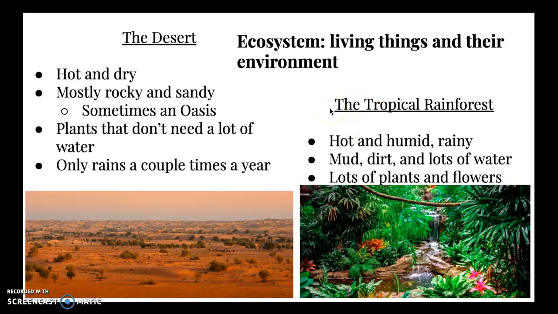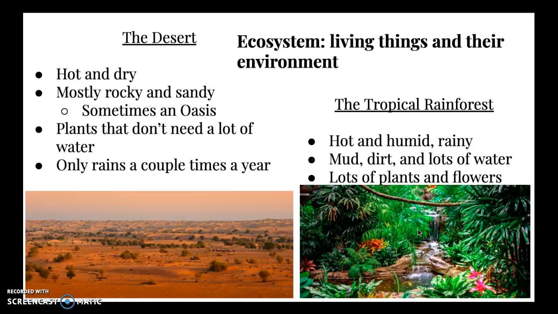Our next ecosystem that we're going to study is the tropical rainforest. The tropical rainforest is hot and humid and it's very rainy. It rains a lot, as you can tell in the name. The ground is covered in mud and dirt and lots of water. There's rocks, there's flowers, there's plants and trees everywhere.